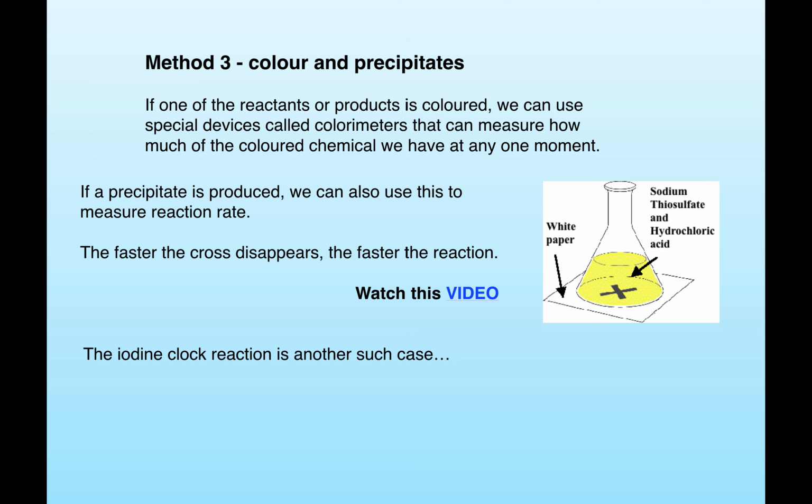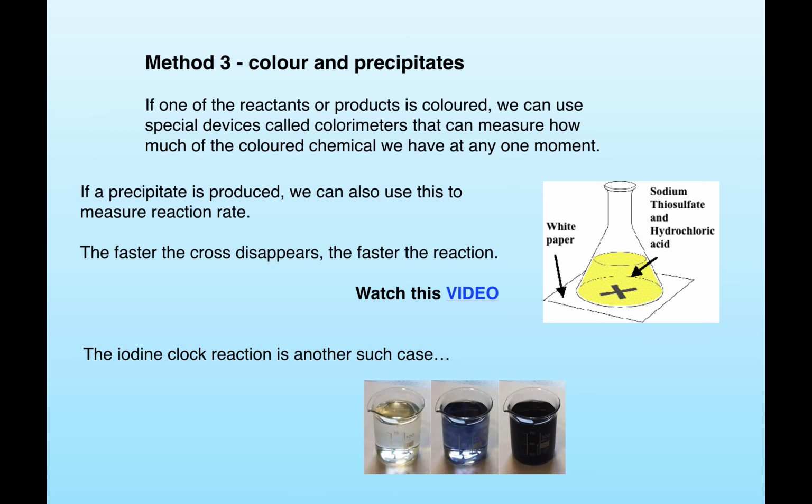The other kind of reaction here is a reaction that produces a color, and the iodine clock reaction is another case. So in this case, the reaction produces a black color when it's complete. And you can time it. It's pretty quick. So you can time how long it takes for the black color to appear, and that gives you an idea of the reaction rate. The faster the reaction, the quicker the color appears. Good idea now is to just stop this video and watch the video on YouTube for this reaction.